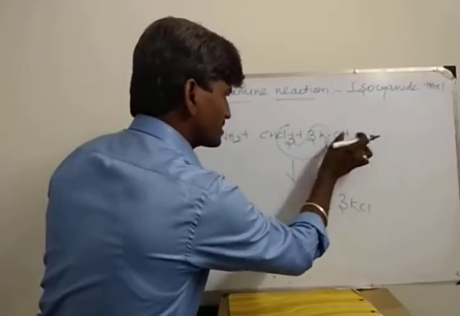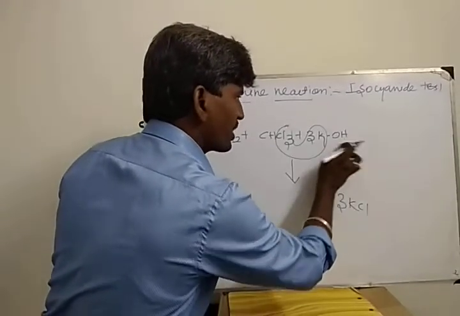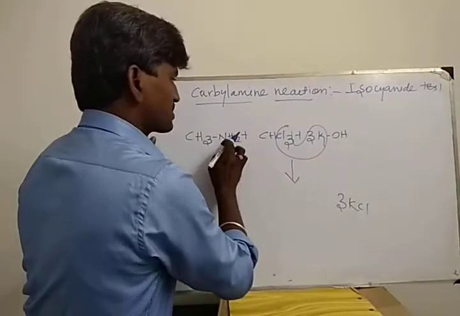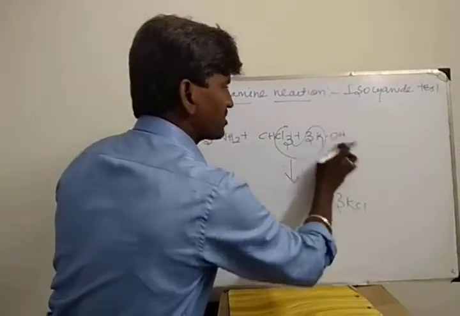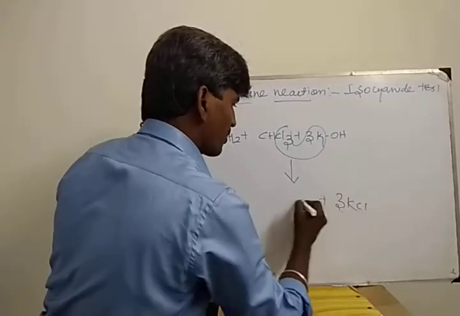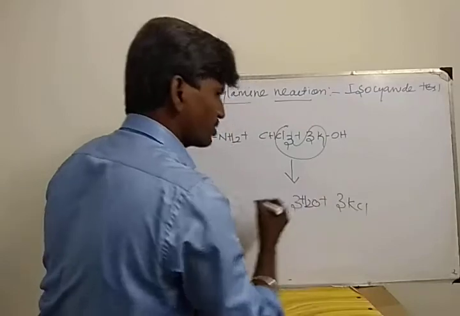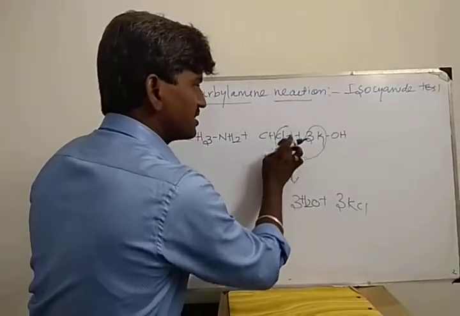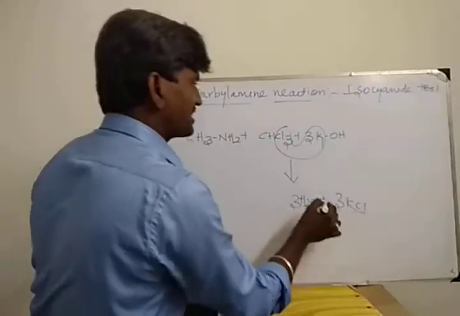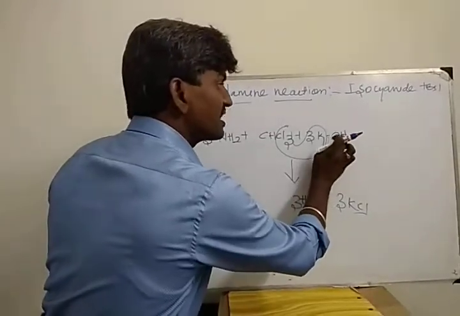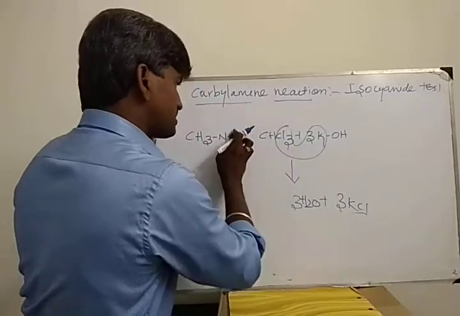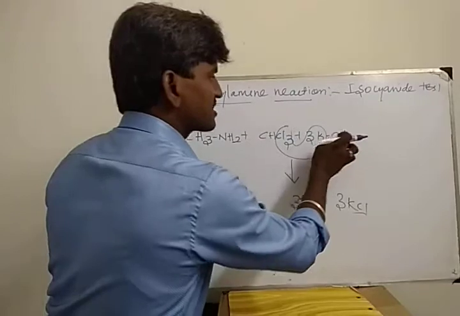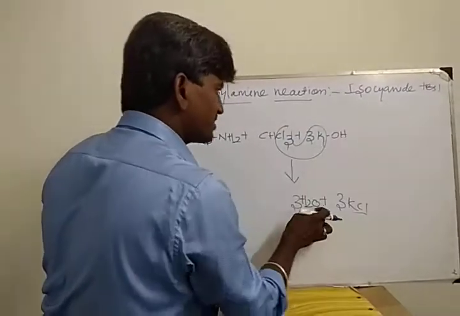What's the charge of OH? OH minus. How many OH minus? 3 OH minus. Here 1 H plus, here 2 H plus, totally 3 H plus. These 3 H plus combine with 3 OH minus, so 3 moles of water are removed. Are you clear? 3K plus 3 Cl minus gives 3 KCl.